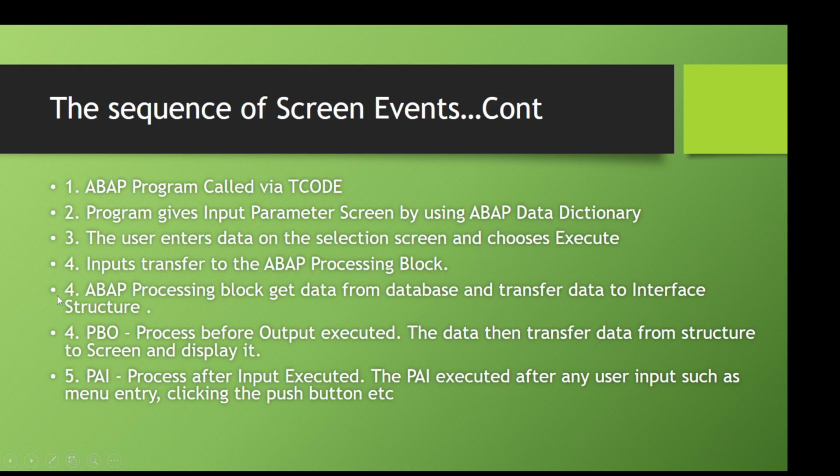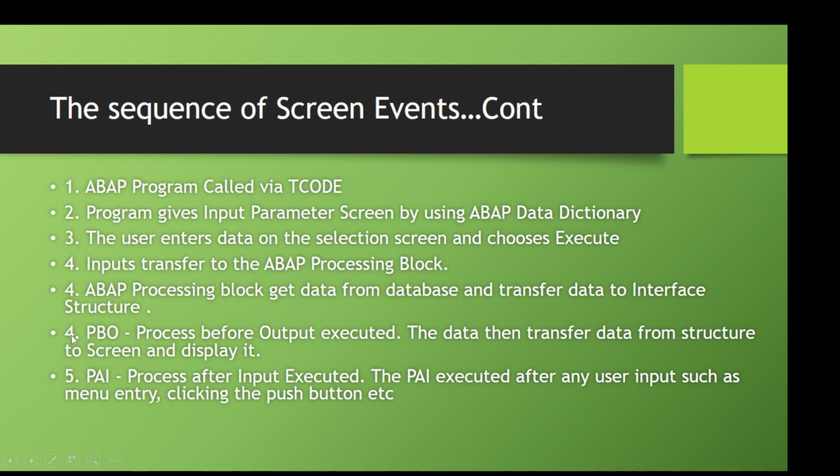In the fifth step, there is some sequence typo error, so let's ignore it. The next step is that the ABAP processing block gets data from the database and transfers data to the interface structure. It is self-explanatory. After that, PBO, process before output, is executed.